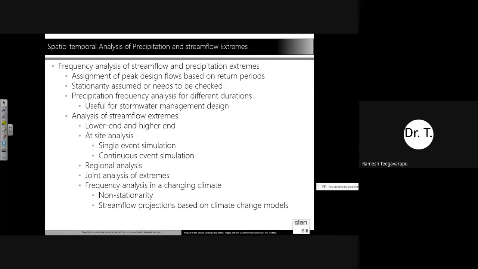And of course, we have streamflow projections. When I say streamflow projections into the future based on GCM, that is general circulation models or climate change models, which will involve either dynamic downscaling or statistical downscaling. So we are now getting into a territory where we are introducing more uncertainty into our assessment process or evaluation process.